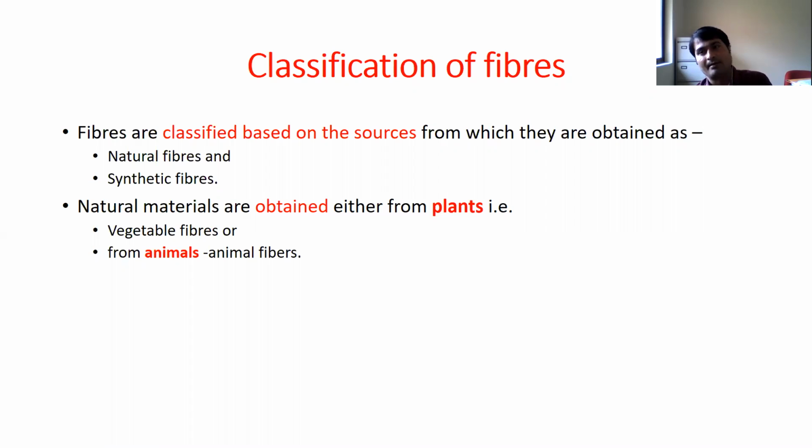Natural fiber हम दो सोर्स से बनाएंगे, एक प्लांट बेस्ड और दूसरा जो है एनिमल बेस्ड. अगर प्लांट बेस्ड है so that is vegetable fiber, और एनिमल बेस्ड है that is animal fiber. Understood? Very simple. Yes, sir.